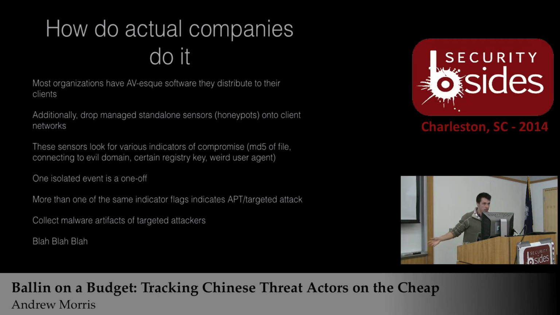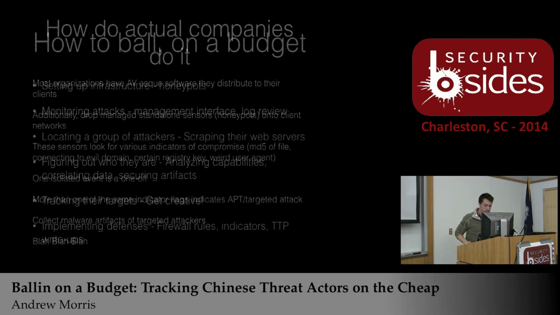A lot of the time they'll say one isolated event is just a one-off thing, these things happen. And then more than one of the same indicator across the enterprise is like, okay, we've got an APT, or somebody moving around our infrastructure. Then they collect the malware artifacts of the targeted attackers, and then they reverse it and write up big reports and make money and all that fun stuff.